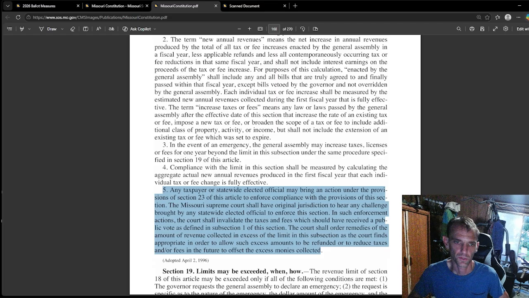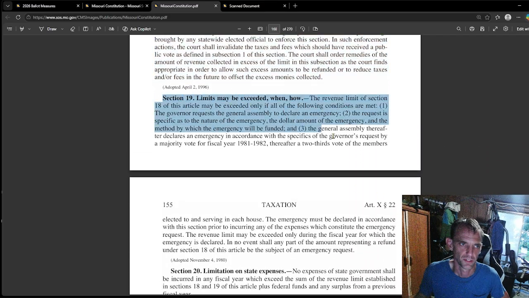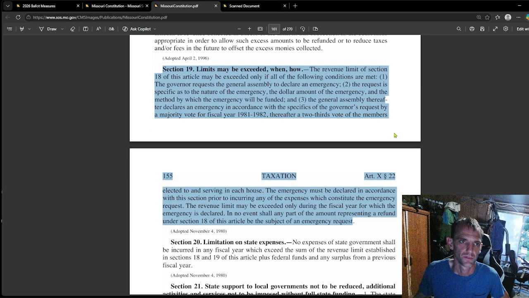The court shall order remedies of the amount of revenue collected in excess of the limit of this subsection, as the court finds appropriate, in order to allow such excess amounts to be refunded or to reduce taxes and/or fees in the future to offset the excess monies collected. And then Section 19, since it's referenced in that section, we'll go ahead and read through it, and then we will read through Section 23 of this article since it is referenced as well.